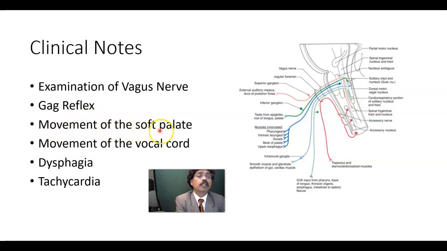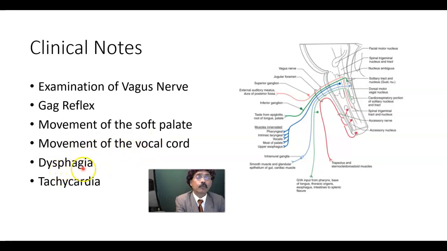Movement of the soft palate: if you ask the patient to say ah, look at the soft palate and uvula, it should move up symmetrically, which indicates the vagus nerve is intact. Movement of the vocal cord is very important, especially during goiter surgery. There may be recurrent laryngeal nerve injury, or any cancer in the thyroid may involve the recurrent laryngeal nerve, or maybe even the external laryngeal nerve. Then there will be hoarseness of voice.